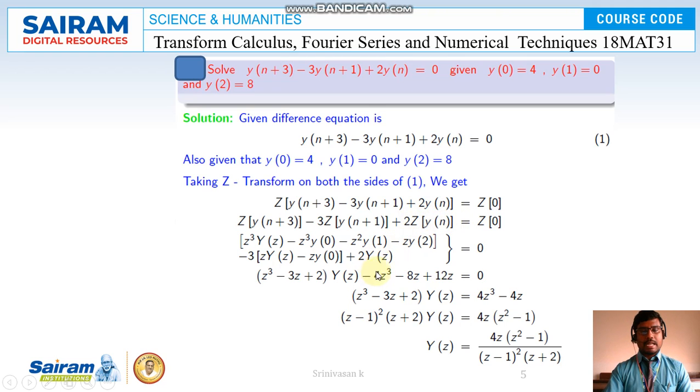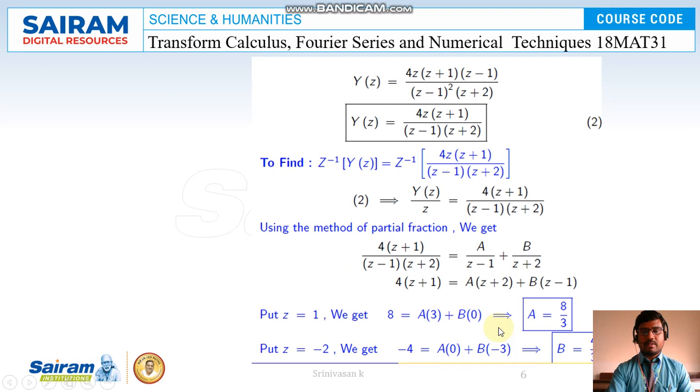Okay, after that we can collect all the capital Y of z terms, and the remaining is taken outside. We get 4z into z square minus 1, divided by z cube minus 3z plus 2, whose simple roots are z minus 1 the whole square into z plus 2. Taking this to the opposite side, this is our capital Y of z. Capital Y of z equal to 4z into z plus 1 into z minus 1 divided by z minus 1 whole square into z plus 2. One z minus 1 is cancelled. We get 4z into z plus 1 divided by z minus 1 into z plus 2.